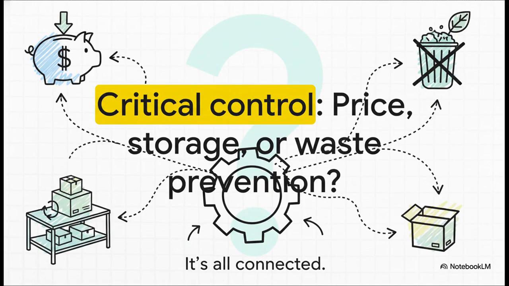So, I'll just leave you with this final thought. Now that you've seen how all of these pieces fit together, from that first purchase order all the way down to accounting for a tiny bit of scrap, where do you think a business can make the biggest impact? Is it negotiating a better price up front? Is it perfecting how much they store? Or is it all about preventing waste on the factory floor? The real answer is, it's all connected.